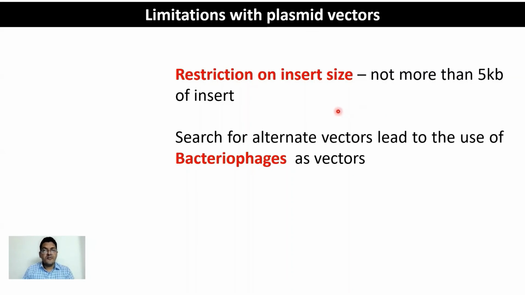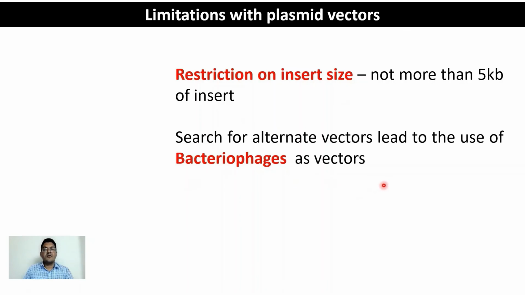So one of the major limitations of the plasmid vectors, that is the two-step selection process, was removed using blue-white screening. However, another major limitation with respect to the size of the insert that it can hold remains. So not more than 5 to 6 kb of the insert can be held by a plasmid, and therefore the search for alternate vectors began, and this yielded several alternate vectors, so starting with bacteriophages, which we'll discuss in the next lecture.